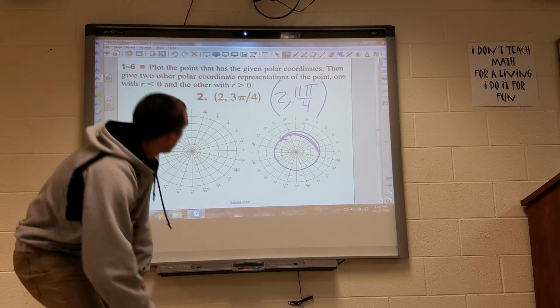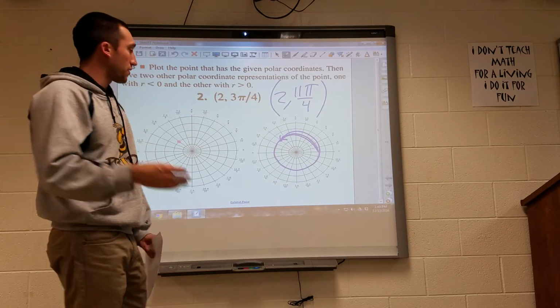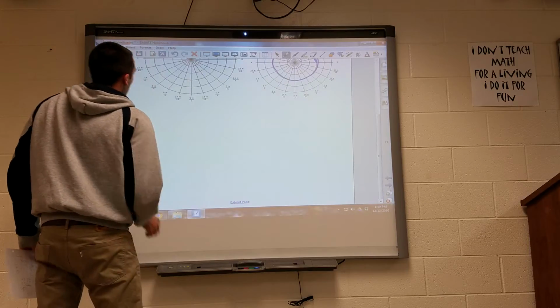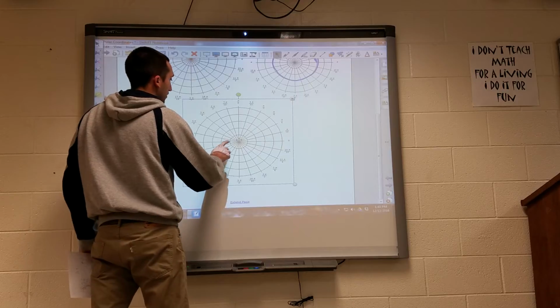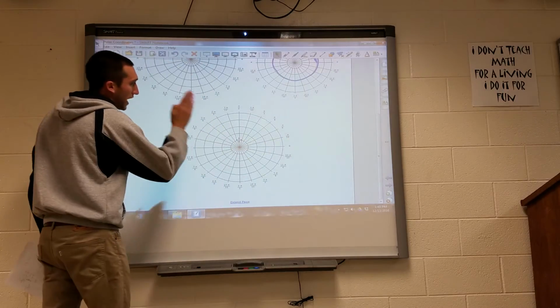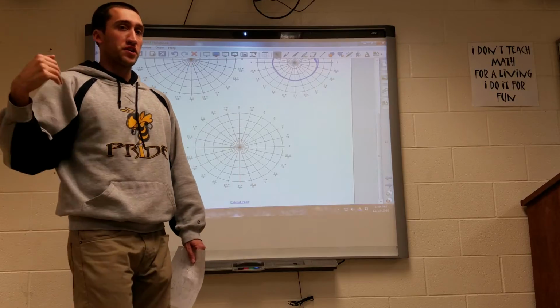So now they want a radius less than 0. I'm going to tell you what they mean by a negative radius. When they ask for a negative radius, we still need to end up at that point, but a negative radius flips it over the origin.